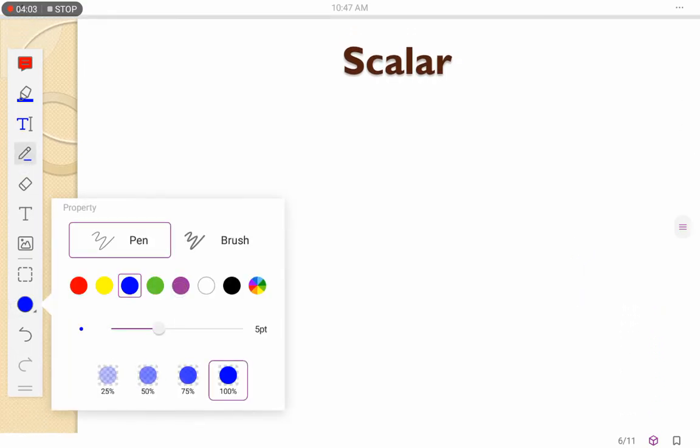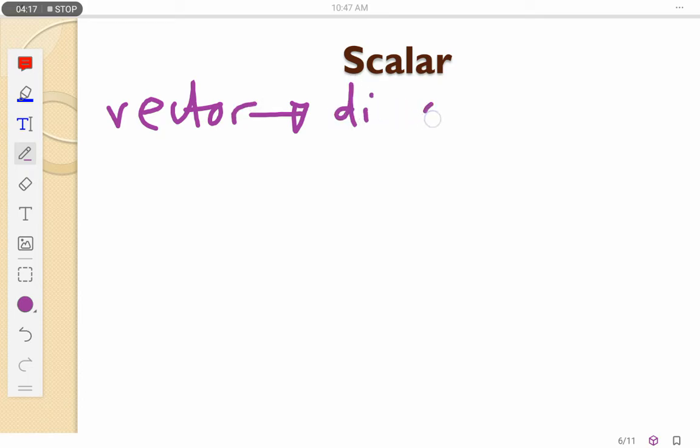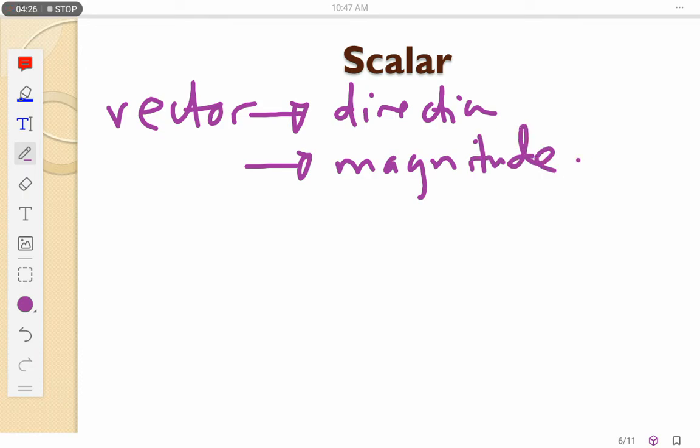Scalar. Remember we talked about a vector, and we said a vector has got direction and magnitude. Okay, always remember that. And we have calculated the magnitude. Now we want to introduce scalars. The same way we do in matrices is the same way that we do with vectors.